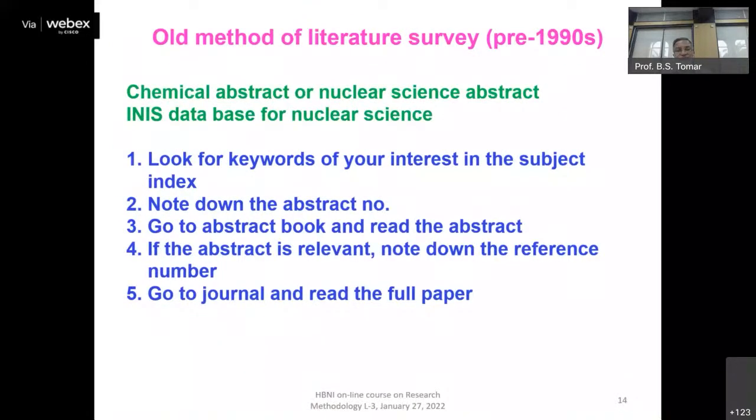Now, I am an old timer, and I recollect how we used to do literature survey in the 80s. In the golden times, you had to go through the library. We did not have internet at that time in the 80s. There were abstracts: chemical abstracts, nuclear science abstracts, and similar ones for physical and mathematical and all types of sciences. For nuclear research, there was the INIS database for nuclear science. There was a stepwise process to do literature survey, and it used to take a lot of time.